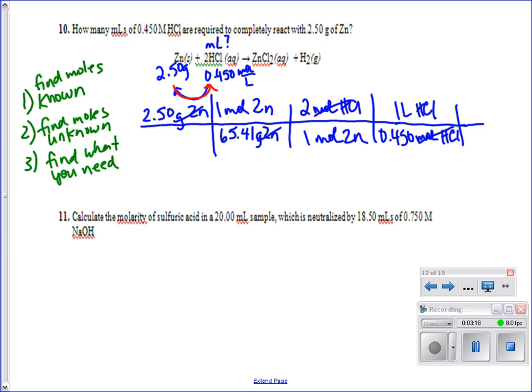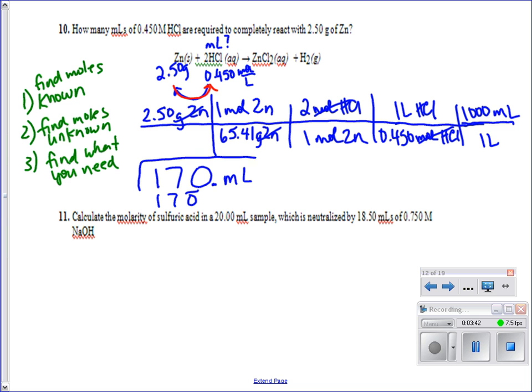That gives me liters, but what am I looking for? Mils. So for every 1 liter, I have 1,000 mils. So what is my answer? 170. And in order to make that, I can put a decimal, or I could put a bar on top. I could do this. And then the unit is mils. And that is my answer. Pretty easy, huh?